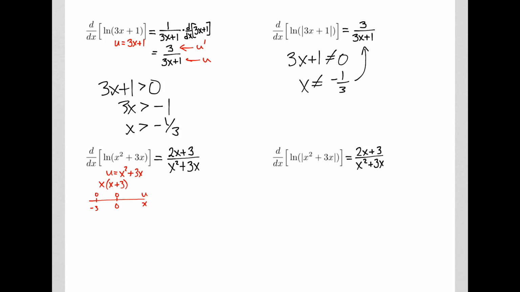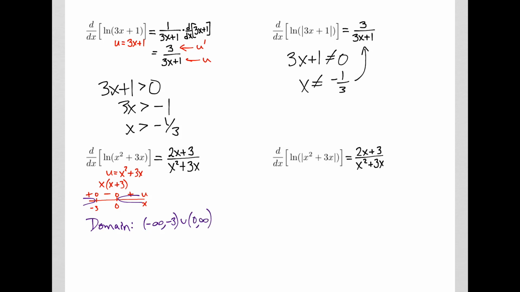And I can now pick values for x and decide the sign. So for example, if I pick a number like 1, I get 1 times 4, that's positive. If I pick a value between, like negative 1, I get negative 1 times 2, that's negative. And if I pick a number less than negative 3, like negative 4, I get negative 4 times negative 1, that's positive. And so my domain is going to be the intervals less than negative 3 and greater than 0. So my domain for this problem is the interval negative infinity to negative 3 as well as 0 to infinity.